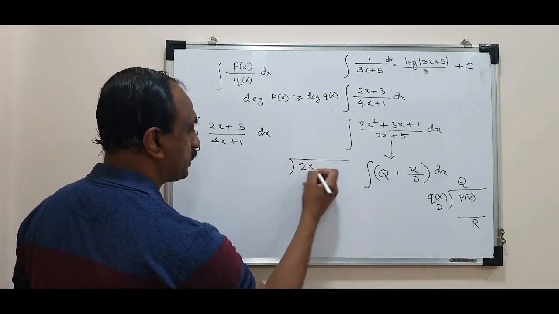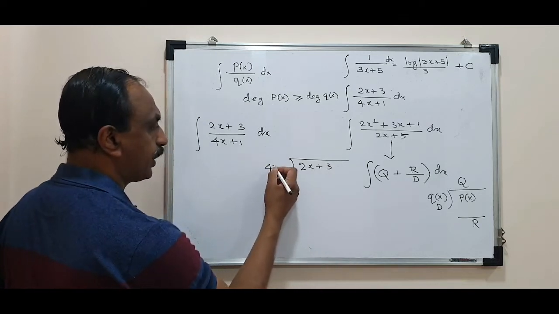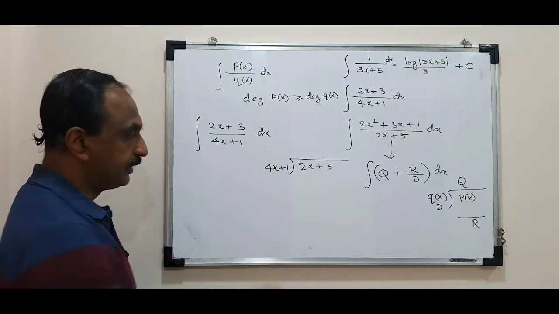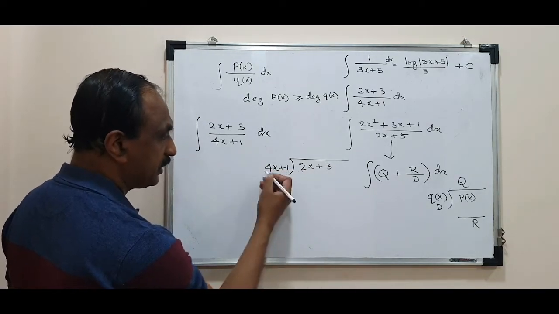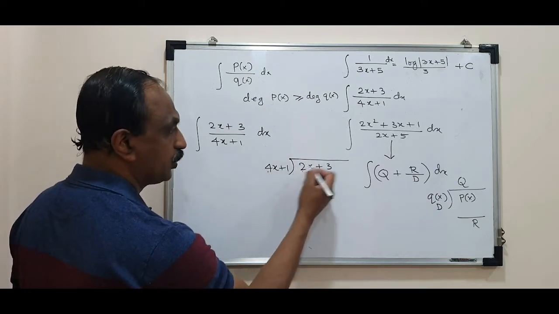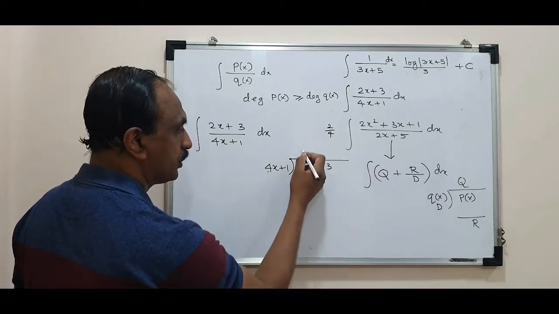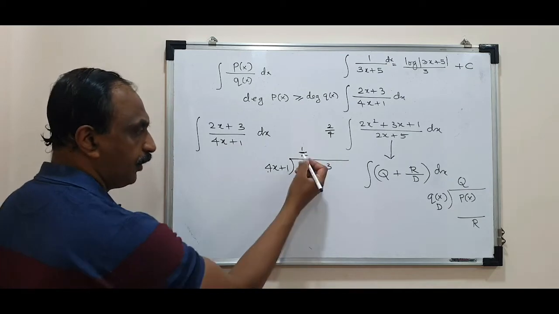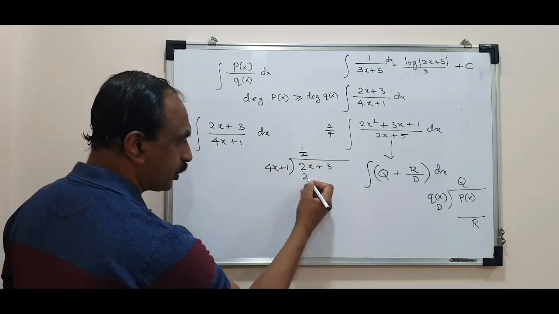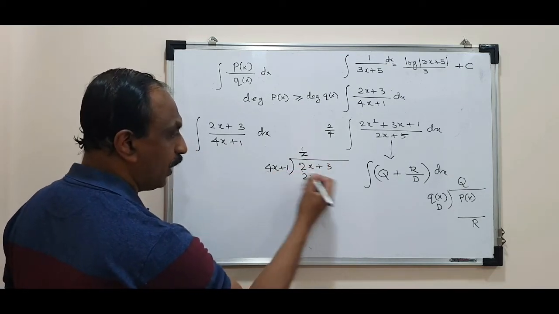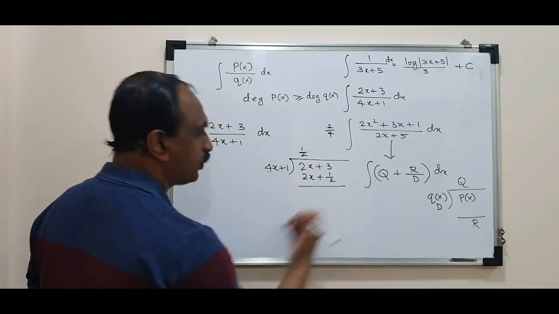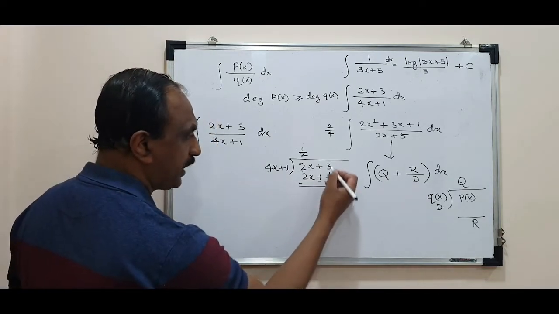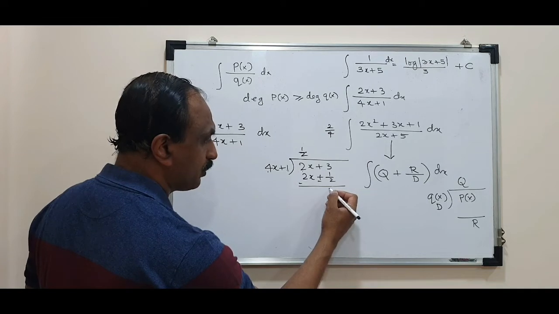So 2x plus 3 should be divided by 4x plus 1. How do you divide? The coefficient of x divided by the coefficient of x. So 2 divided by 4, so 1 by 2. When you multiply 1 by 2 with 4x, you get 2x. And 1 by 2 with 1, you get 1 by 2. Then you subtract. When you subtract, 3 minus half will give you 5 by 2.